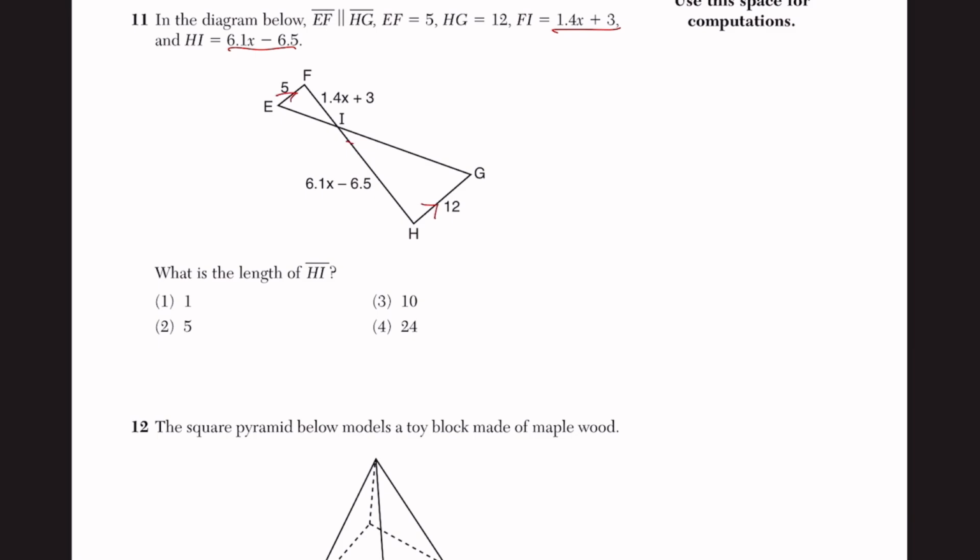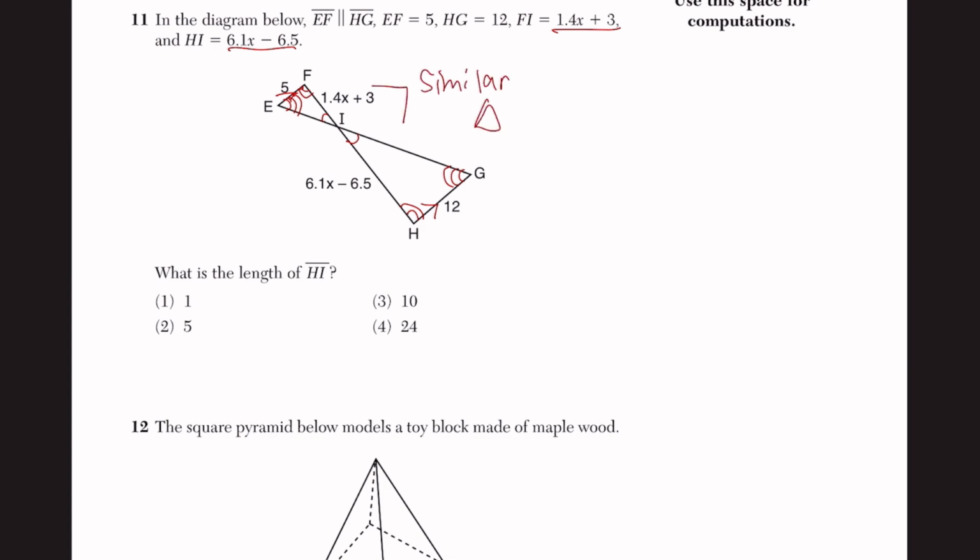So we know that EF is parallel to HG. We can also say that these two angles are congruent to each other since they're vertical angles caused by intersecting lines. We can also say that H is congruent to F since they are alternate interior angles. G is congruent to E because they're also alternate interior angles. So this makes these two triangles similar triangles.